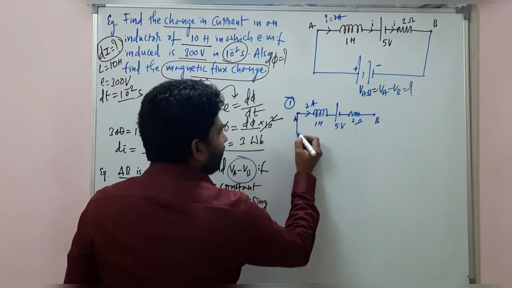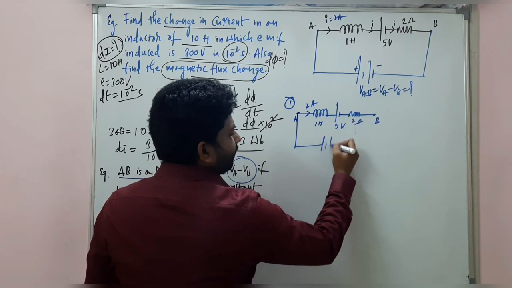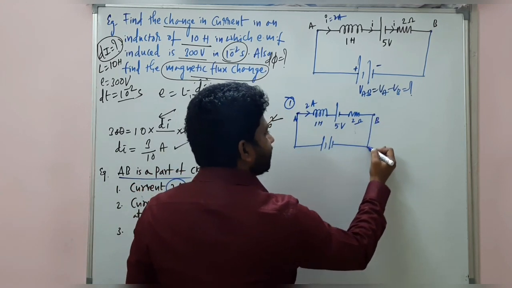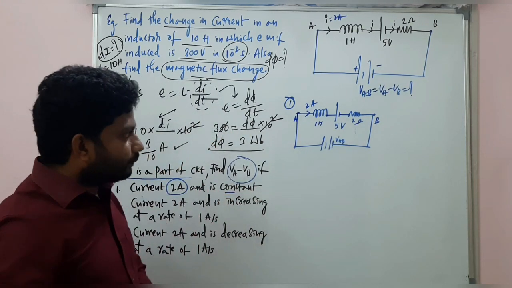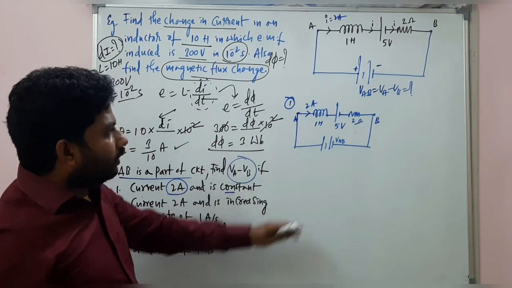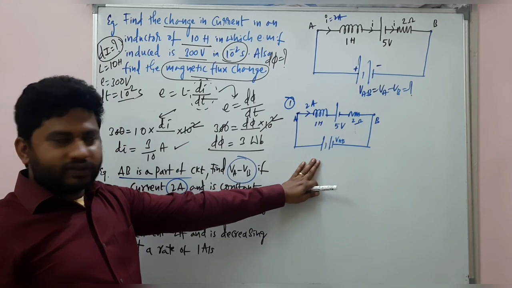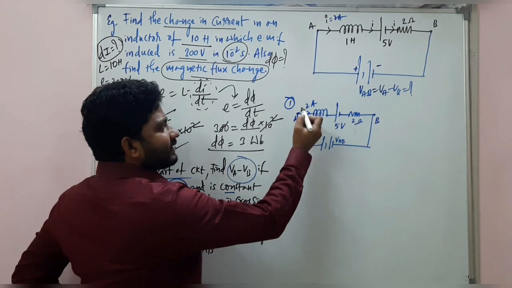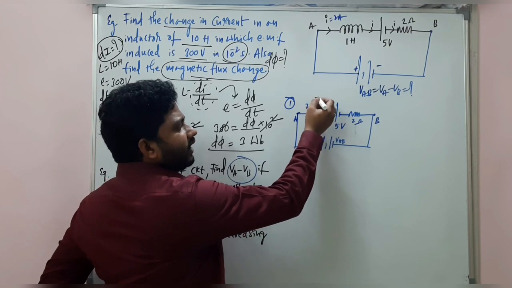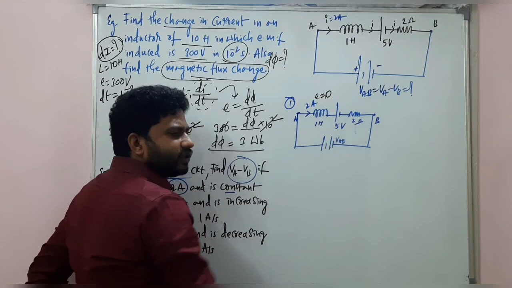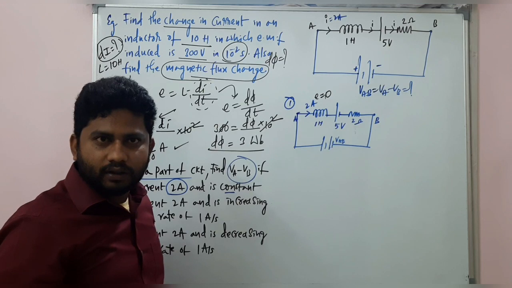And this is my battery of potential difference VAB. Alright. Now, here I am writing, carefully see, as the current passing through this inductor, this is the inductor. So what is the induced EMF produced? It's 0 because current is constant.